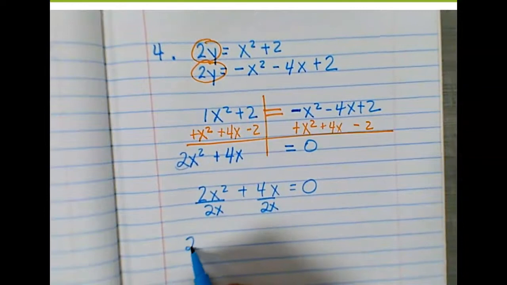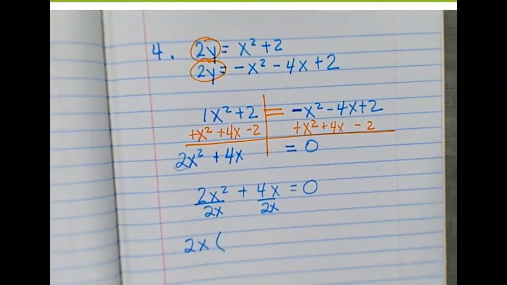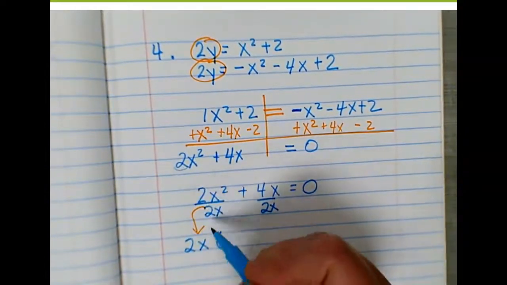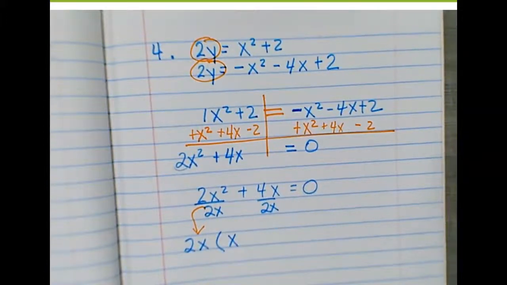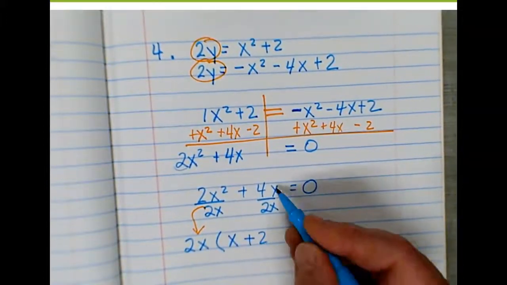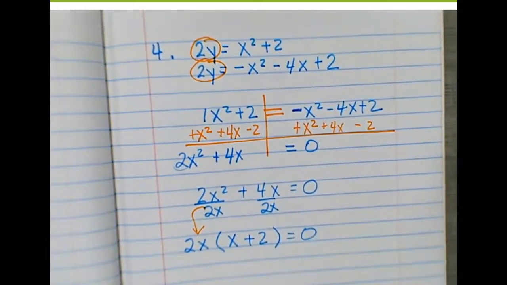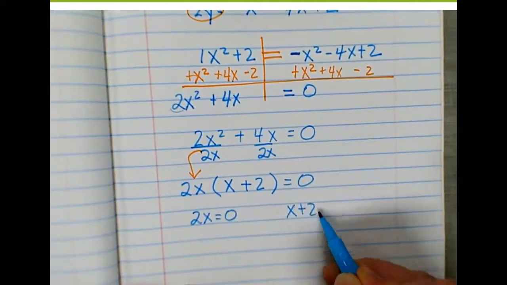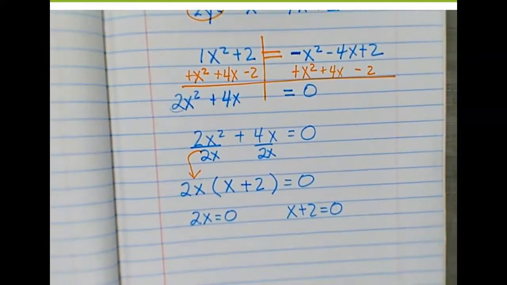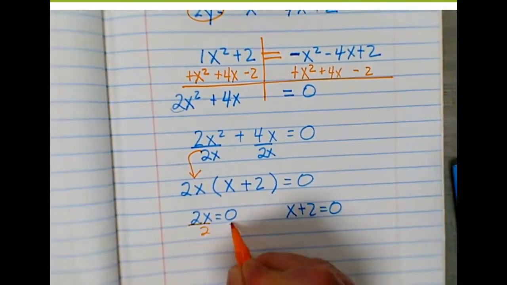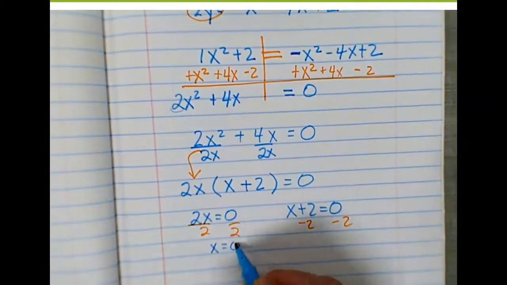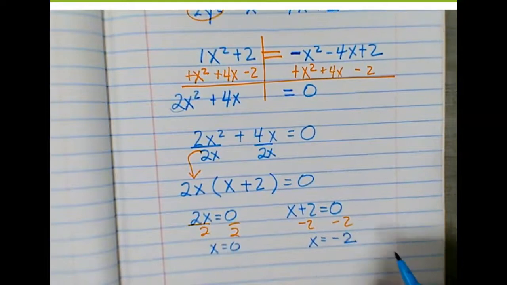So this GCF is going to need to come out in front. And so the 2's will cancel and x will cancel. 4 divided by 2 is 2. X's will cancel. You with me so far? So the first factor equals 0, or the second factor equals 0. Divide by 2 and x equals 0, or x equals negative 2.